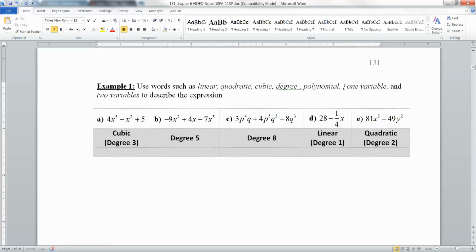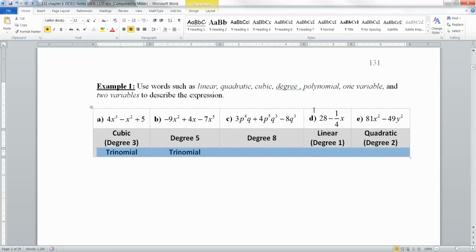Okay. Then we want to answer if it's a monomial, binomial, trinomial, etc. So let's do that. So this one's a trinomial because it has 3 terms. This one's also a trinomial because it has 3 terms. Let's see. The one in the middle is a trinomial. Wow, lots of these are trinomials. Sorry about that. Okay, and these 2 are both binomials because they both have 2 terms.